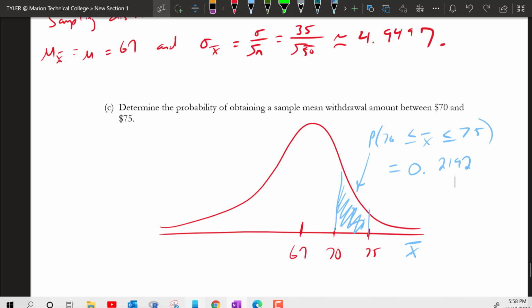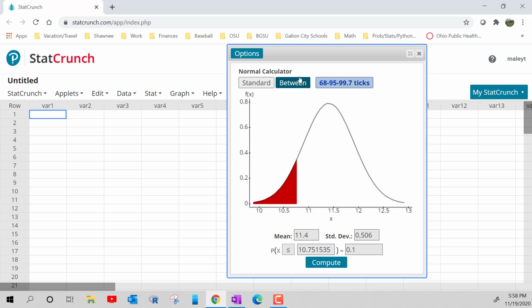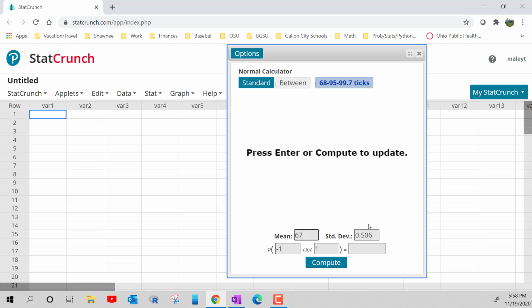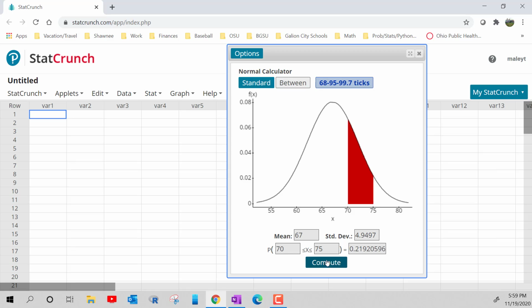So you can verify that really quick. Just to remind you, you're going to hit the between button. The mean is 67. The standard deviation is 35. Or no, that's of the population. The standard deviation of X bar is approximately 4.9497. And we're finding in between 70 and 75. Right? Hit compute, and we get that area to be about .2192, as I said, right? And there's the computer generated graph.